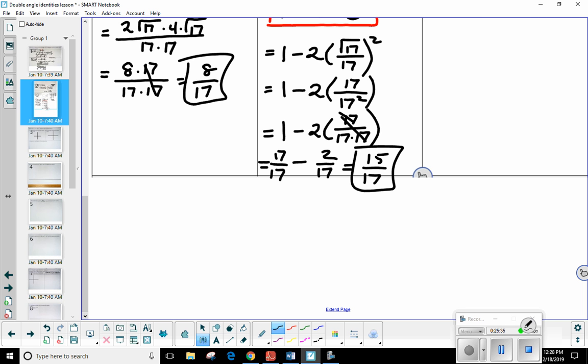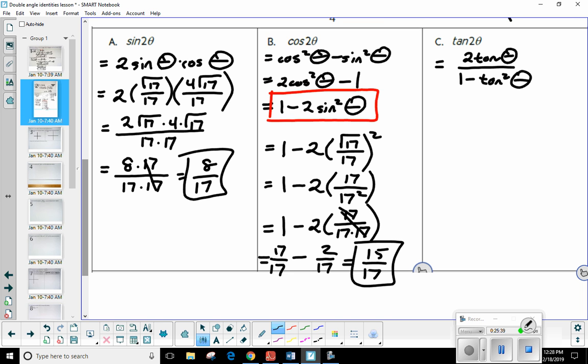Now here's the thing. Brandon said, I want to go ahead and use the 1 minus 2 sine squared of theta. If we had used either of the other two, would we have still gotten 15 17ths? Yes. The formula you decide to use makes no difference for cosine of 2 theta. Now, here's our last one, tangent of 2 theta.